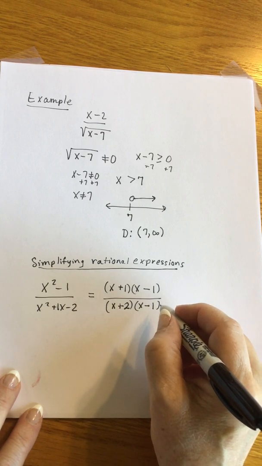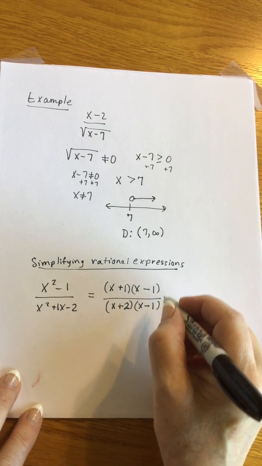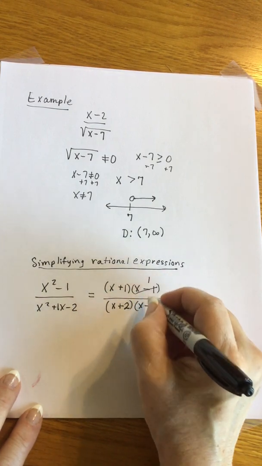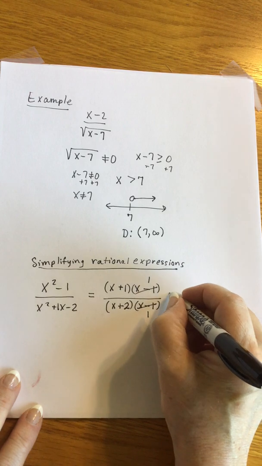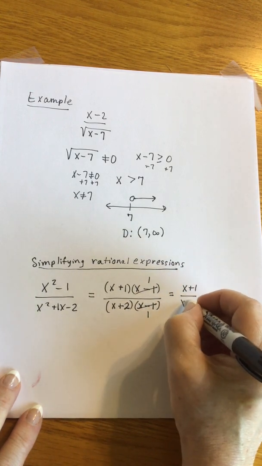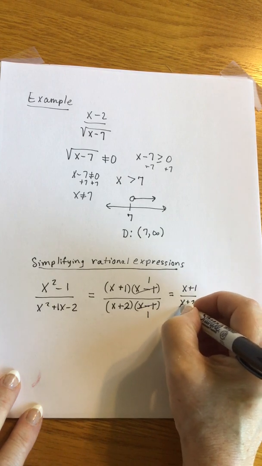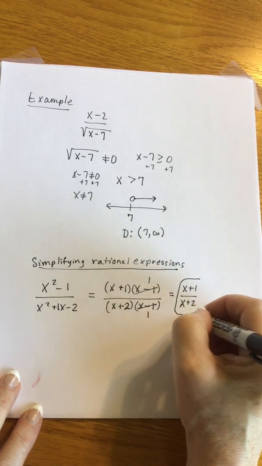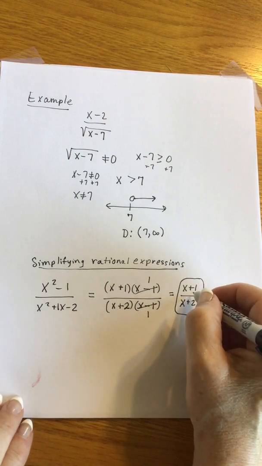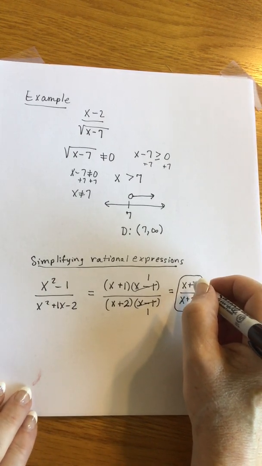So we can see that in this case right here, the x minus 1 divided by x minus 1 is just going to divide out to be 1. So now we have x plus 1 over x plus 2 as a simplified rational expression. Be careful not to try to cancel out those x's because the plus and minus is in between.